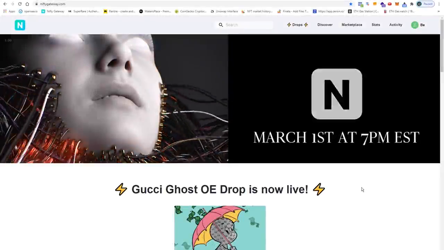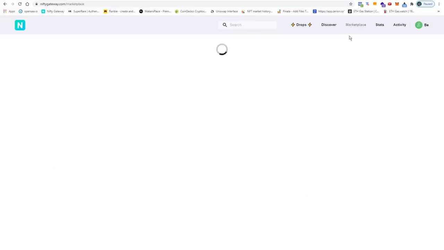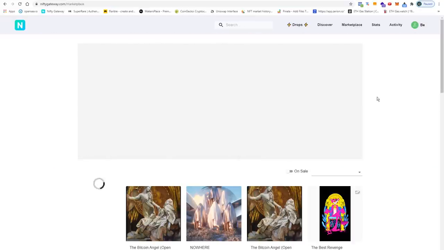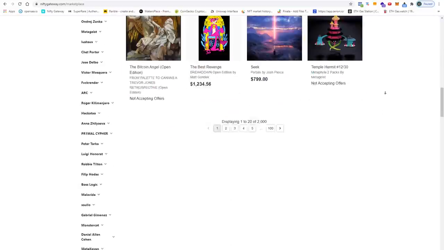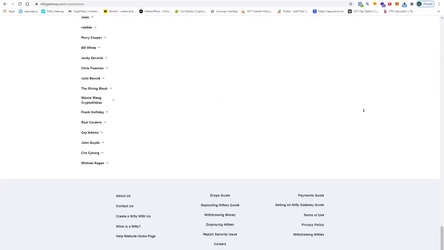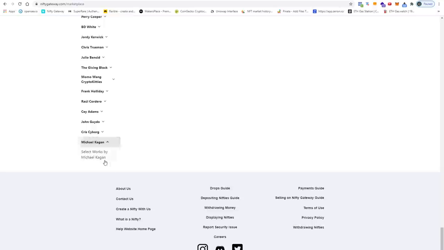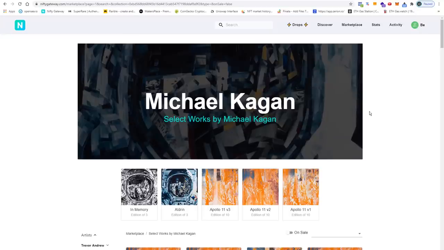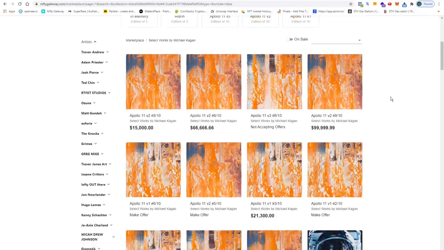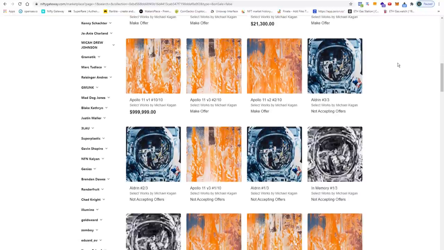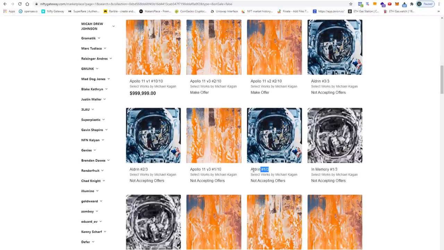When you go to niftygateway.com and take a look at the marketplace, and here let's scroll down to the very bottom of the page where we can find a drop by Michael Kagan, then you can see that this one mainly contains actual paintings. So let's select this one here, Eldrin. It was the first of an edition of three.